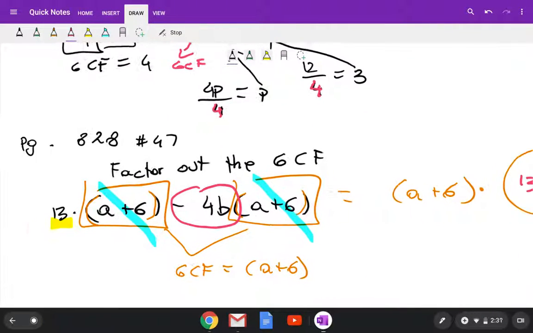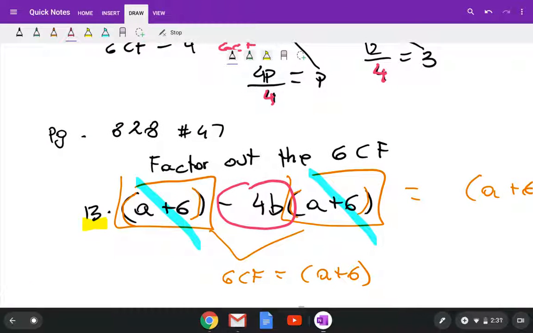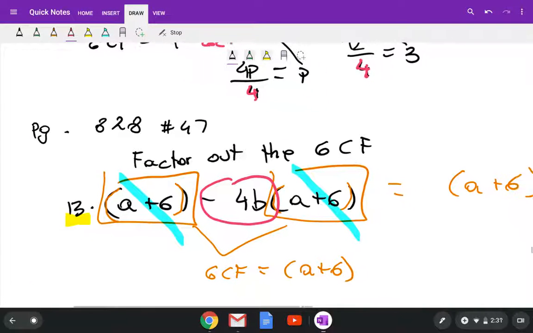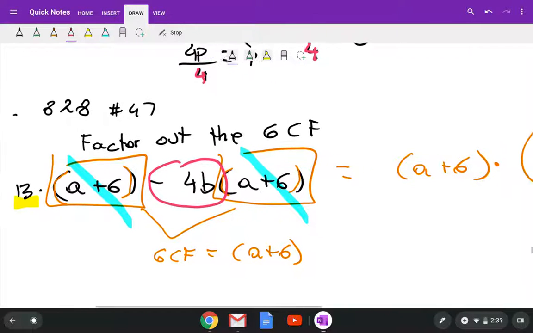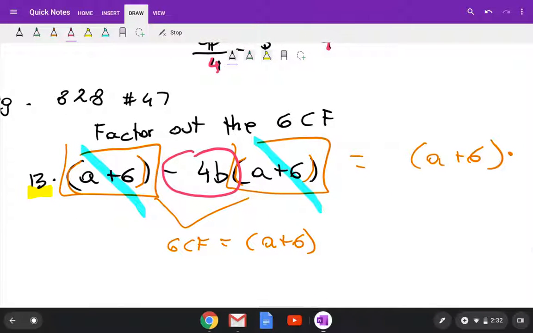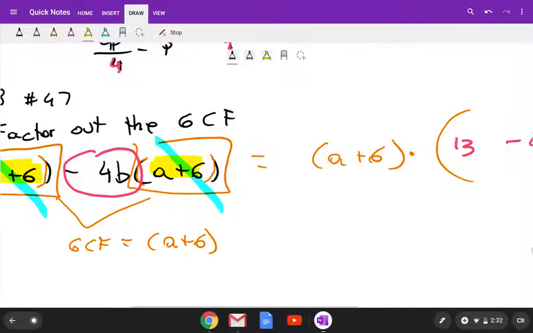The next problem of the review was the problem from page 828, number 47. They're also asking you to factor out the GCF. So we have the expression 13 times a plus 6 minus 4b times a plus 6. So what will be the GCF? The GCF will be the factor which repeats, which means in this case the parenthesis which repeats, a plus 6. That's why I put a plus 6 in front.